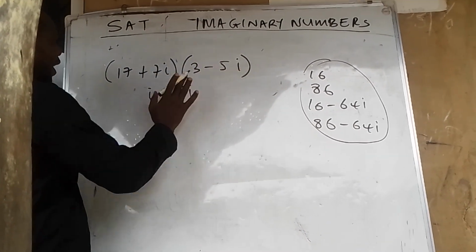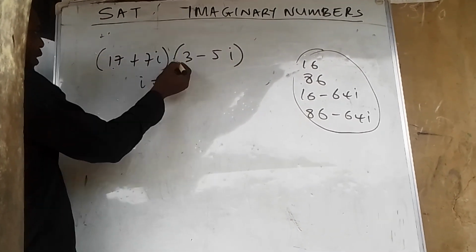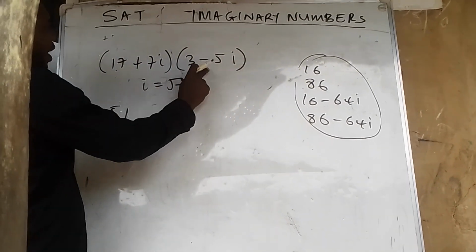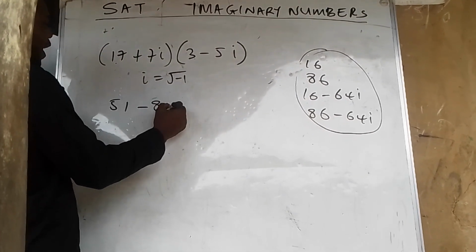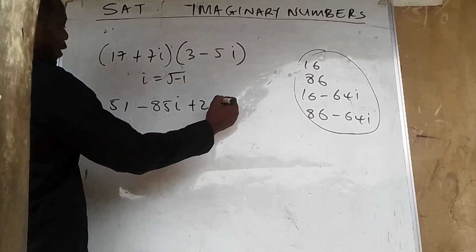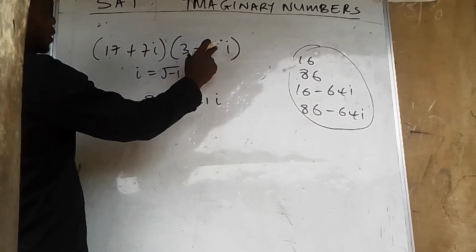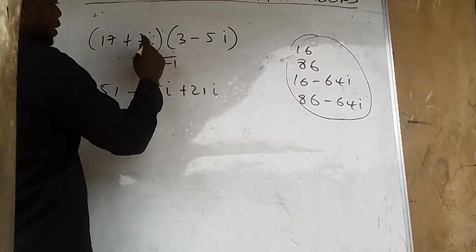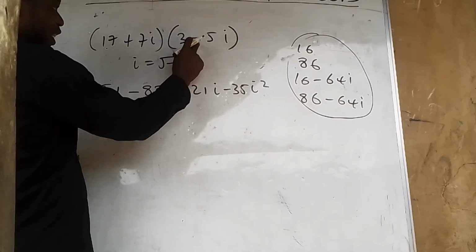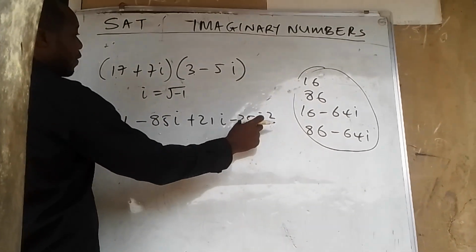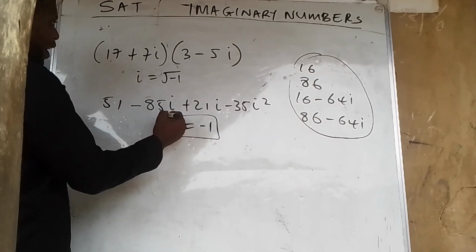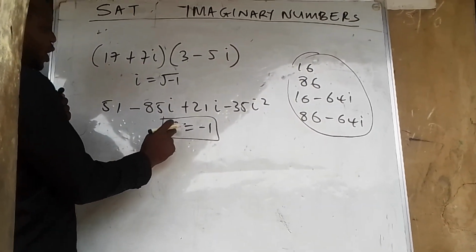So we have to open the bracket. That means we have to expand. 17 times 3 is what? That is 51. 17 times minus 5i is minus 85i. 7i times 3 is plus 21i. And then 7i times minus 5i is minus 35i squared. Remember that your i squared is minus 1. Take note of that.